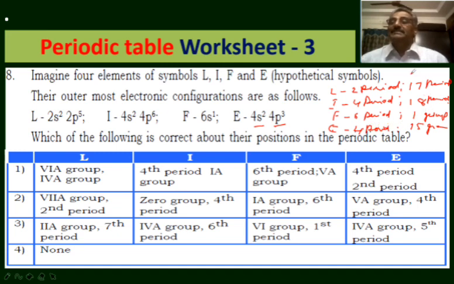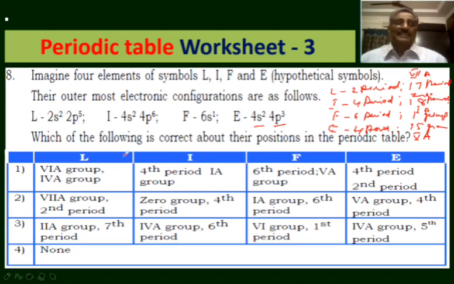17th group means 7A group, 18th group is 0 group, and first group is 1A group, and 15th group is 5A group. So what are the correct positions of these elements?